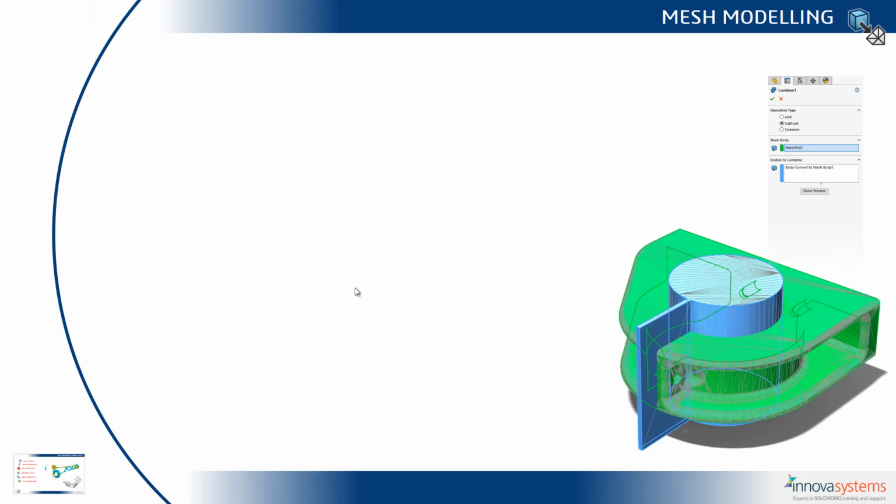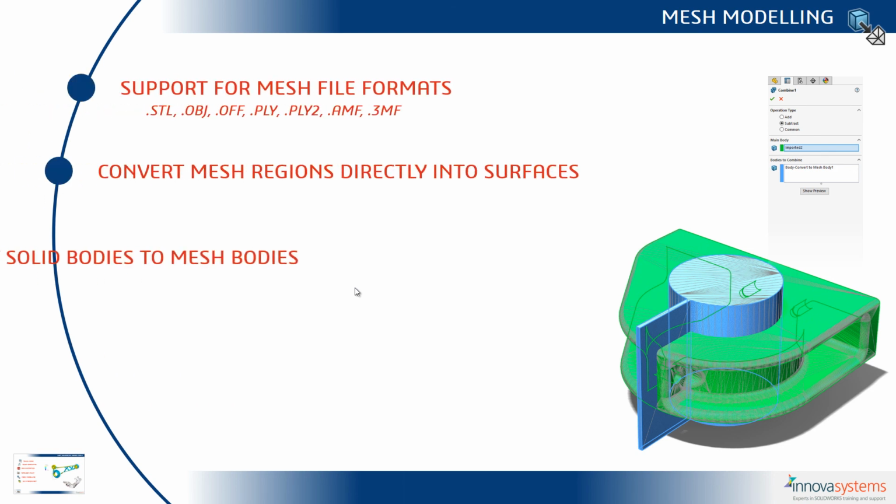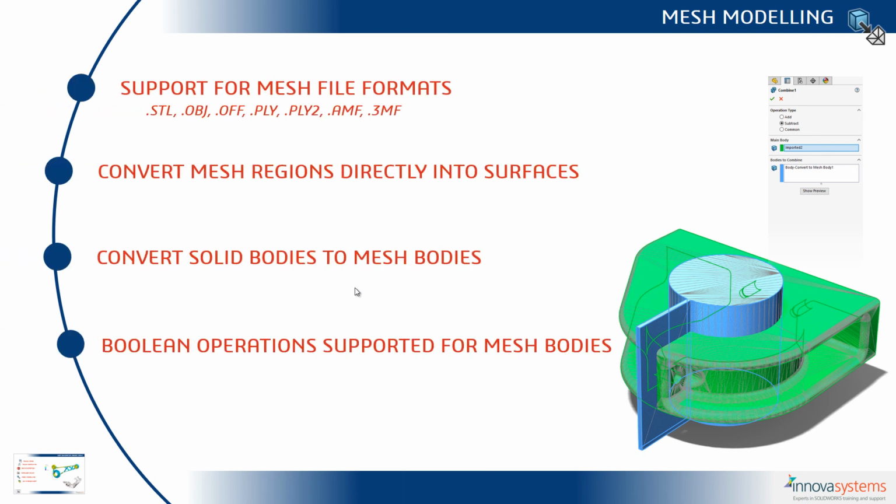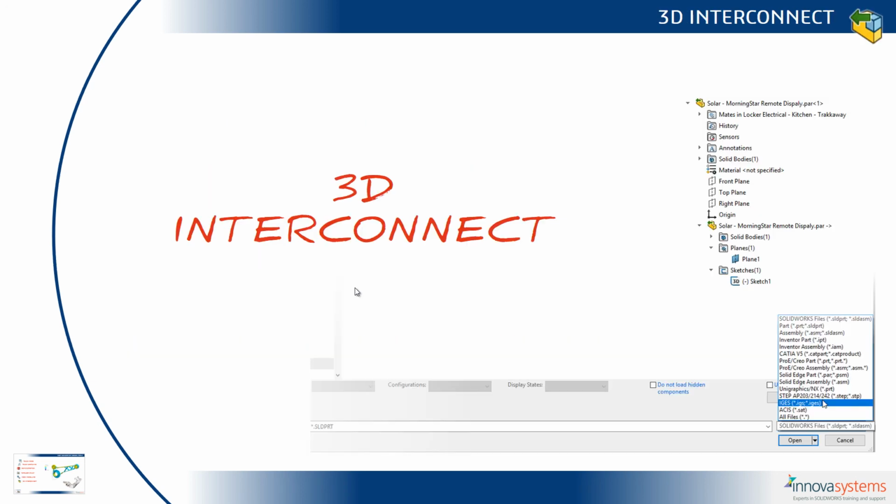Okay, so going back to the PowerPoint, we have support for various mesh file formats. We can convert mesh regions directly into surfaces. We can convert solid bodies and graphics bodies to mesh bodies, and Boolean operations are supported for mesh bodies.